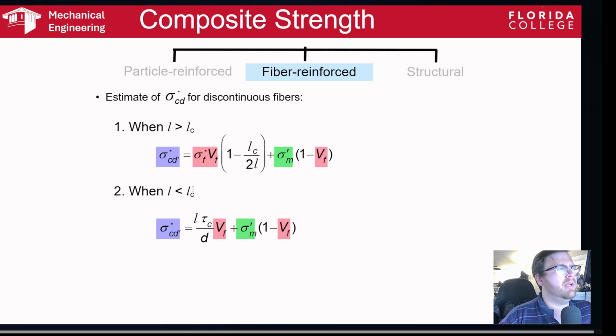Alternatively, when our length is less than our critical length, then this other equation applies, where we're now using our length multiplied by the shear stress divided by d, the diameter of the fiber, multiplied by the volume fraction of the fiber, plus our stress for the matrix material, multiplied by the volume fraction of our matrix material.